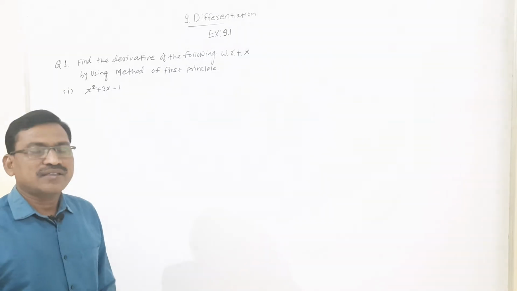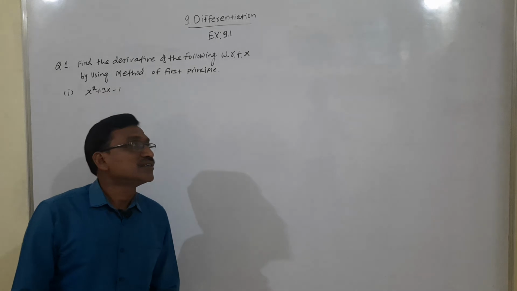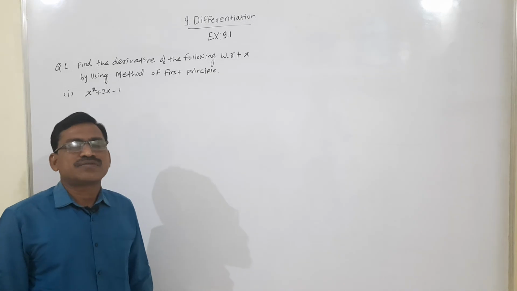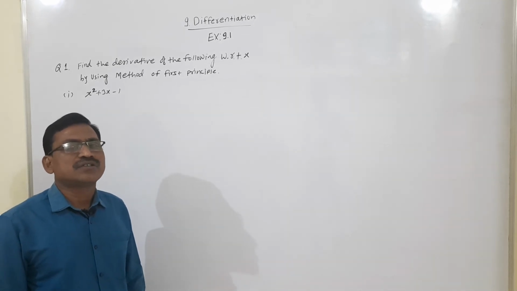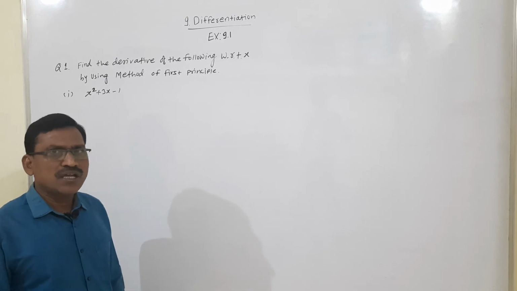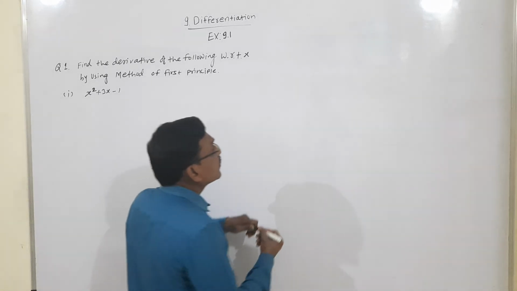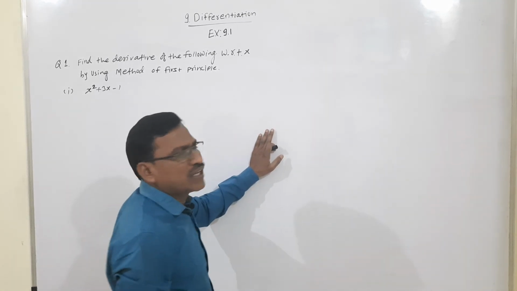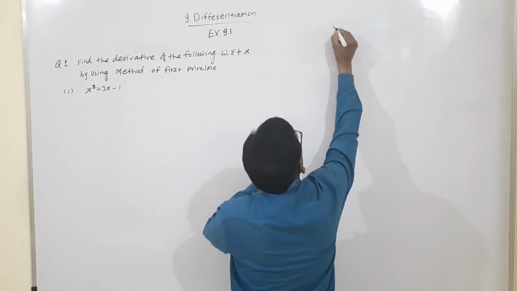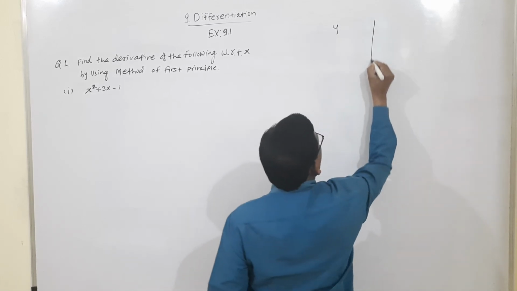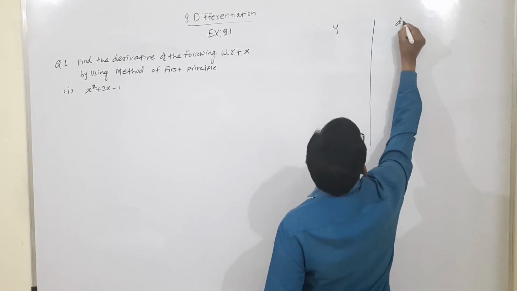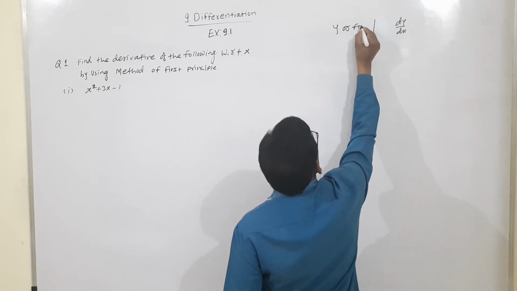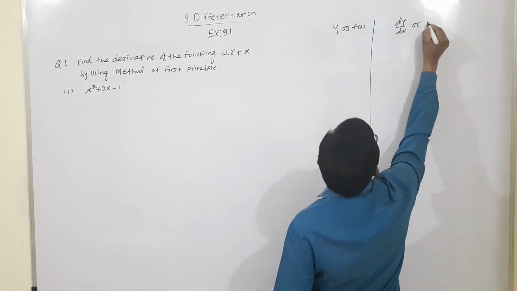Hello student, in the last lecture we have seen the derivatives of some standard functions. First is the power function, then constant function, trigonometric functions, exponential functions and logarithmic functions. In general, here we write the derivative of these functions in a table. Suppose the function is y, then its derivative is dy by dx. Whenever our function is f of x, then its derivative is f dash x.